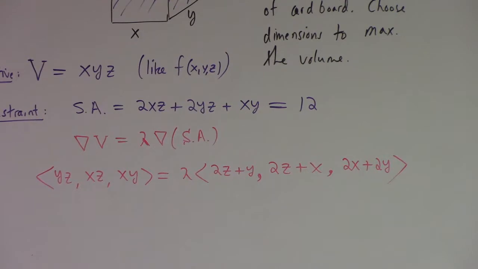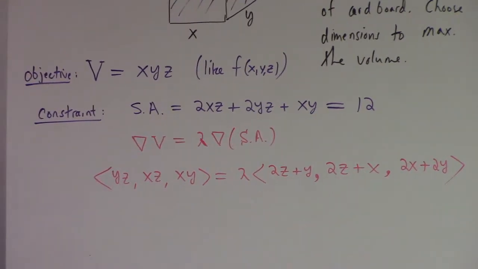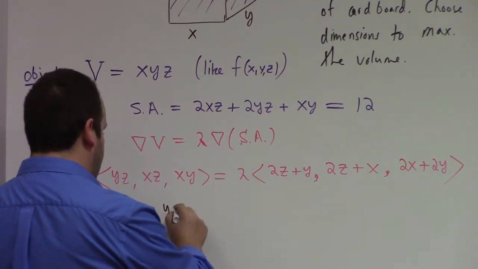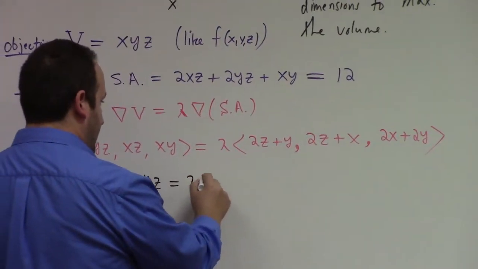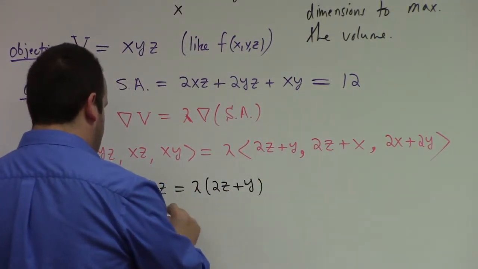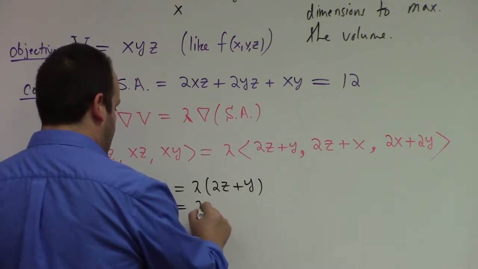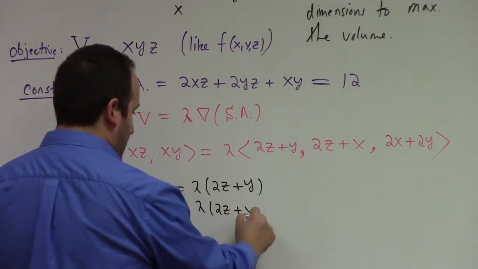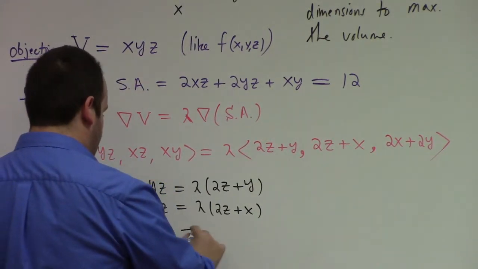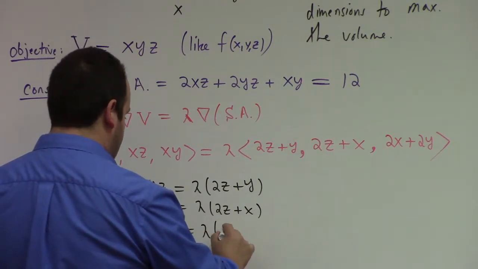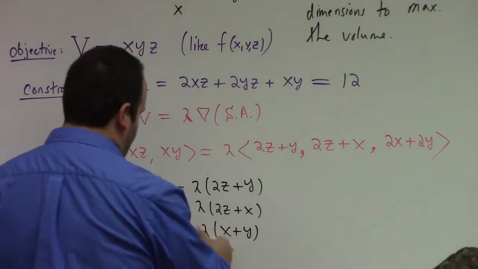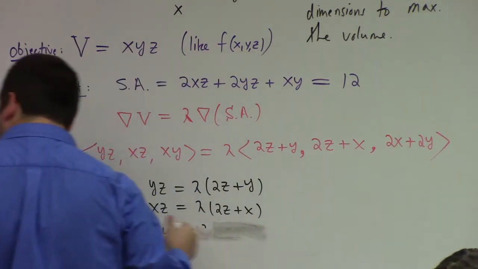All right. So what do we face here? We face yz is equal to lambda times 2z plus y. xz is equal to lambda times 2z plus x. And xy is equal to lambda times 2x plus 2y. I probably should put the 2 in there.